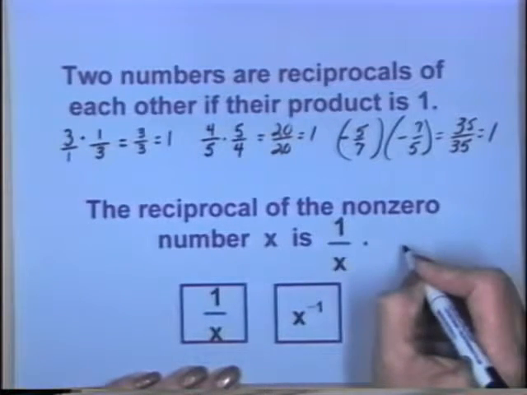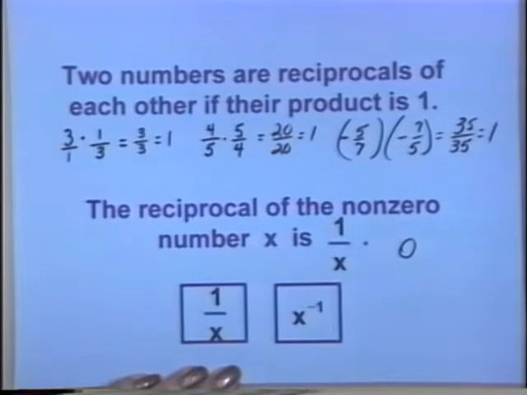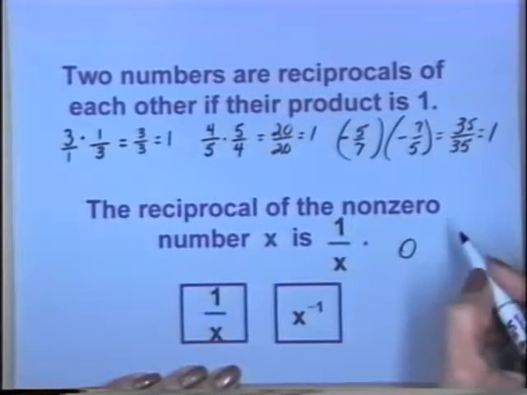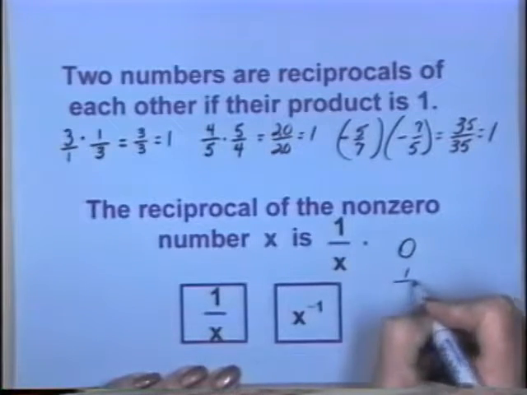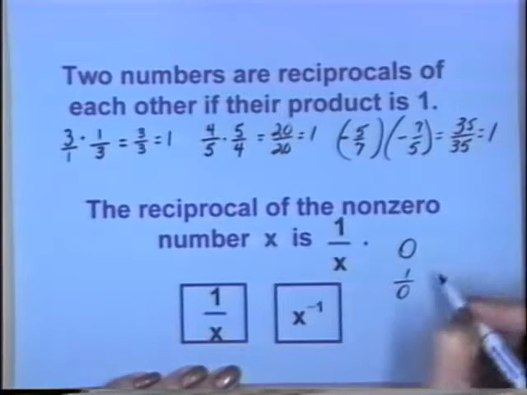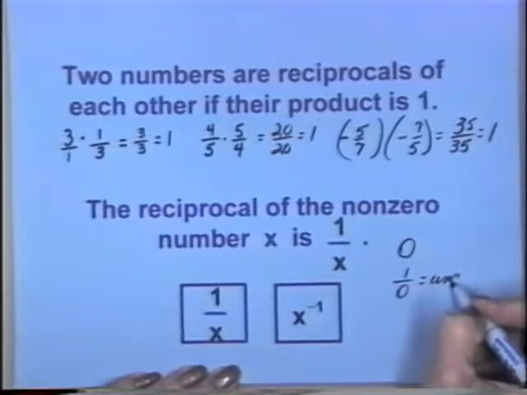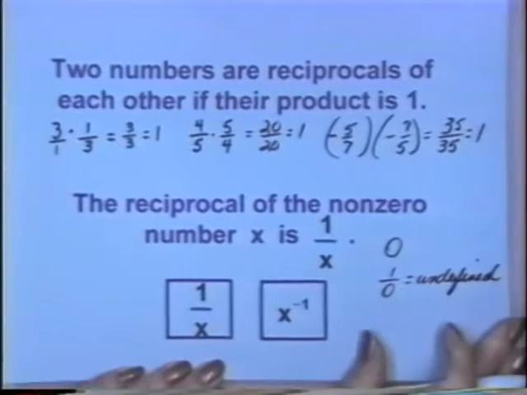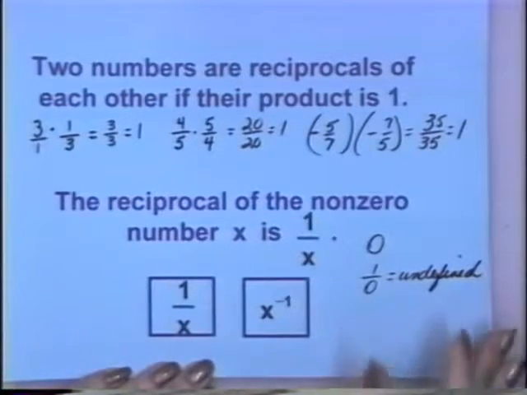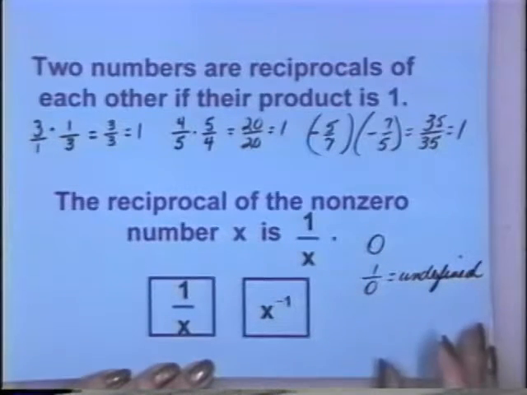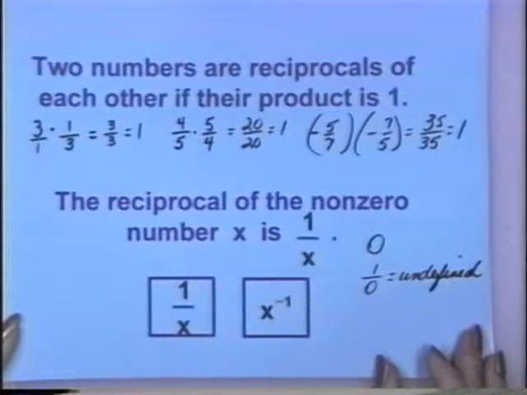Notice this definition: the reciprocal of the non-zero number x is 1 over x. Let's look at the number 0. By this definition, the reciprocal of 0 would be 1 over 0, but what's wrong with that? We know that's undefined, don't we? We know that you cannot divide by 0, that division by 0 is undefined. So for the number 0, there is no reciprocal.